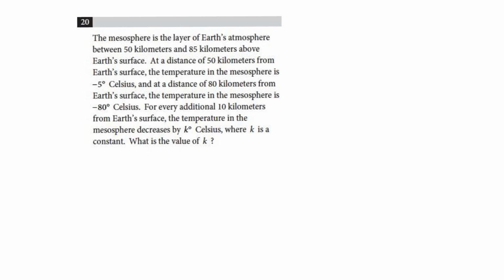Okay, 20. The mesosphere is the layer of Earth's atmosphere between 50 kilometers and 85 kilometers above Earth's surface. At a distance of 50 kilometers from Earth's surface, the temperature in the mesosphere is negative 5 degrees Celsius. And at a distance of 80 kilometers from the Earth's surface, the temperature in the mesosphere is negative 80 degrees Celsius. For every additional 10 kilometers from the Earth's surface, the temperature in the mesosphere decreases by k degrees Celsius, where k is a constant.